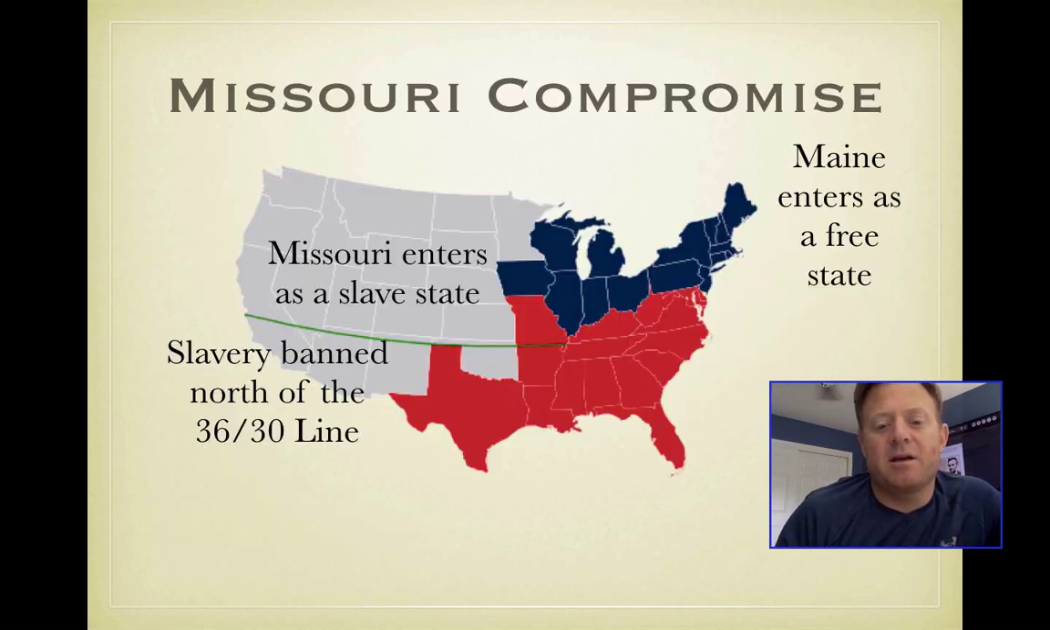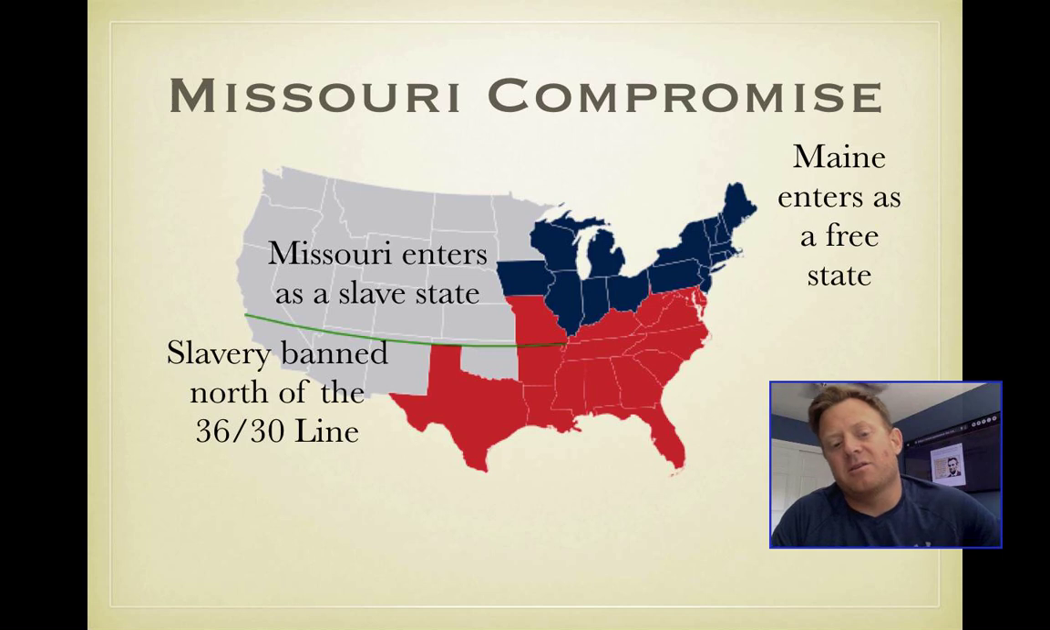So once again, I can't use my mouse on this, and so you can't see it. This green line represents the 36°30′ line.